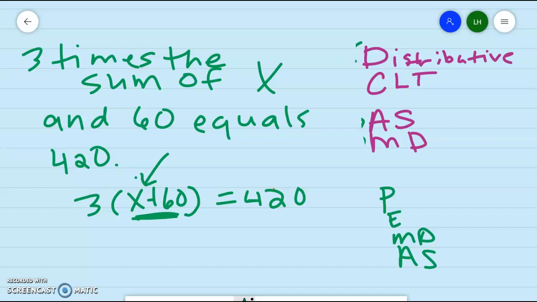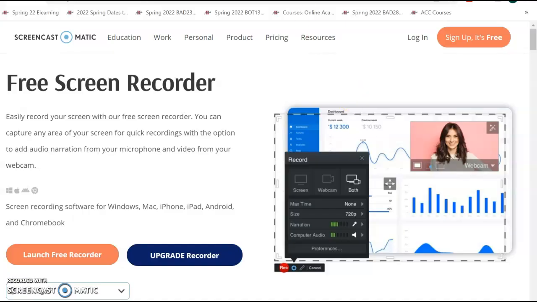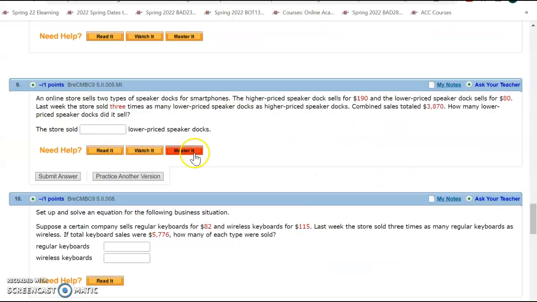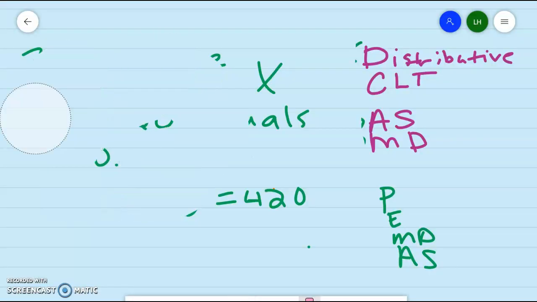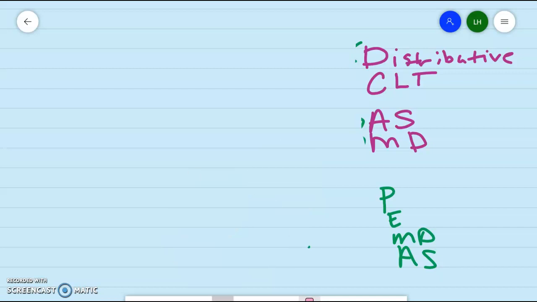All right, the last thing I want to look at is this. There's some word problems. Let's see if I can find the word problem. So, an online store sells 2 types of speaker docks for smartphones. The higher price speaker dock sells for $190. So our higher price is going to be X. So we're going to let X equal the higher price speakers.